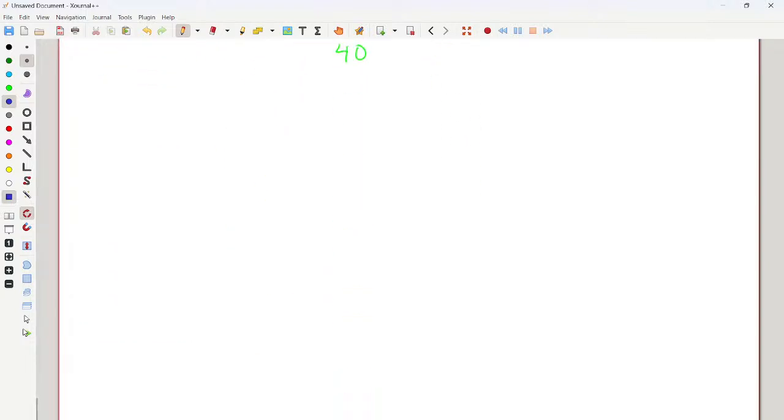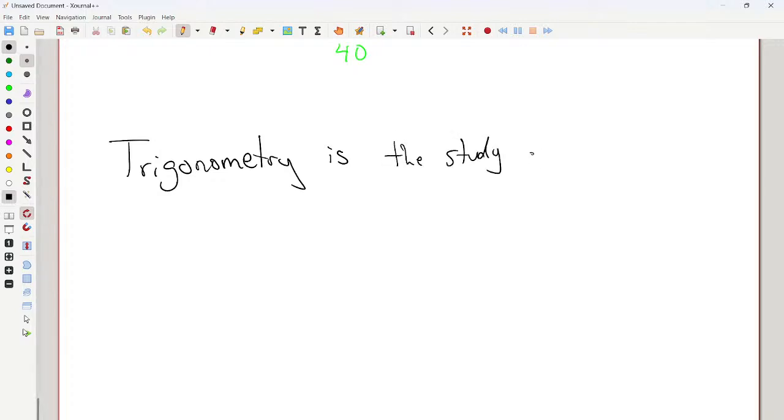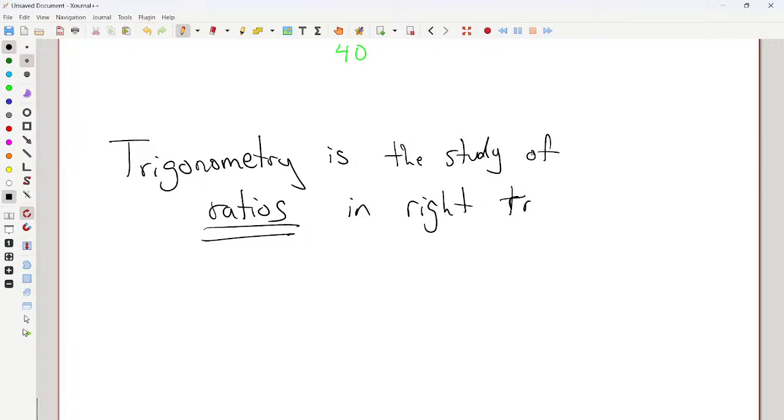Trigonometry is the study of ratios in right triangles. Only right triangles? Nope. But it's a good place to start. Okay.